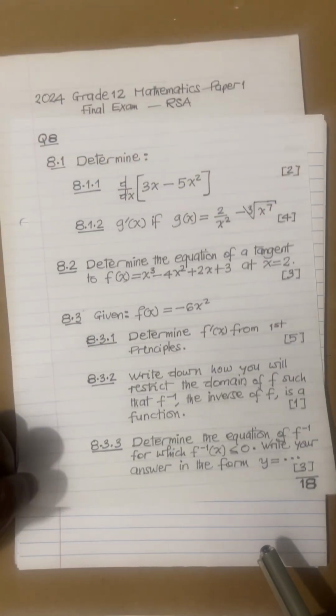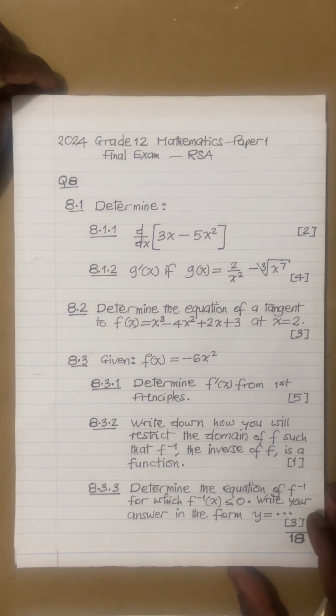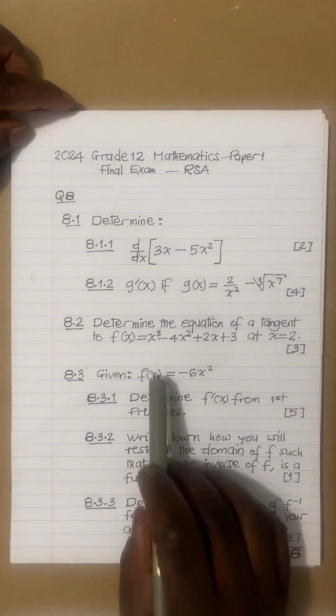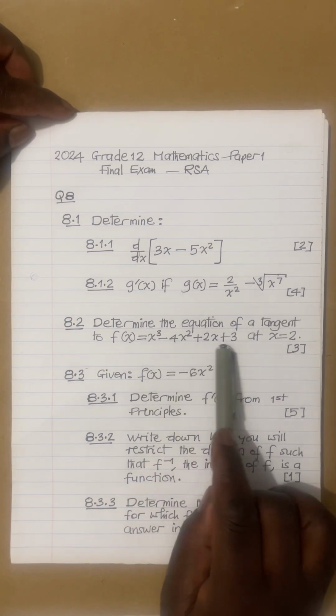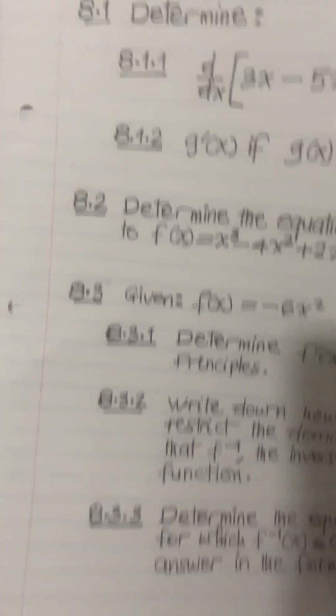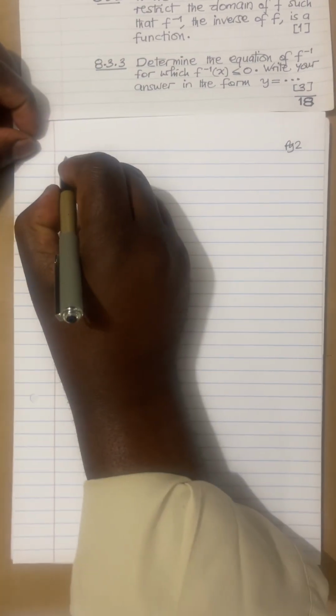8.2 involves equation of a tangent. We're told we're supposed to determine the equation of a tangent to f of x equals x cubed minus 4x squared plus 2x plus 3 at x equals 2. Right. So equation of a tangent, we need a point, and we also need the gradient or slope of the tangent. So let me capture this.